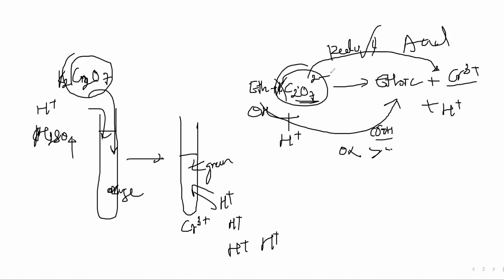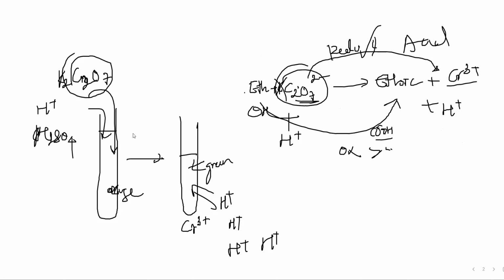Potassium dichromate. Who is the reducing agent? Ethanol, which undergoes oxidation. Only the ethanol is the reducing agent, right? Clear? These are the questions you can get.